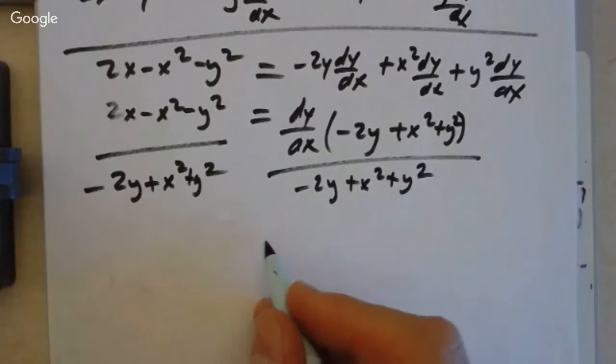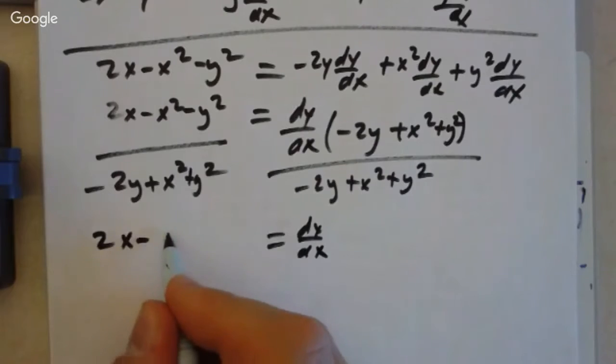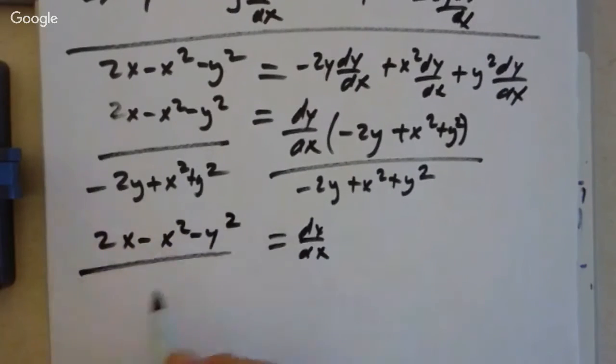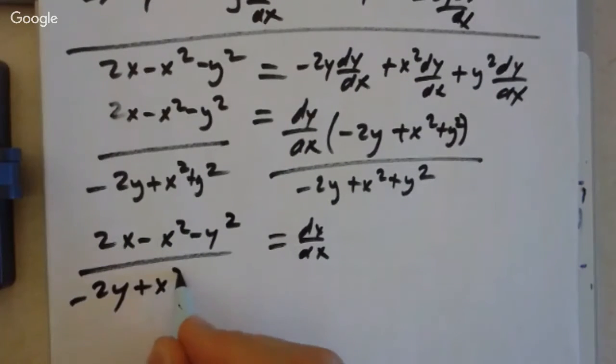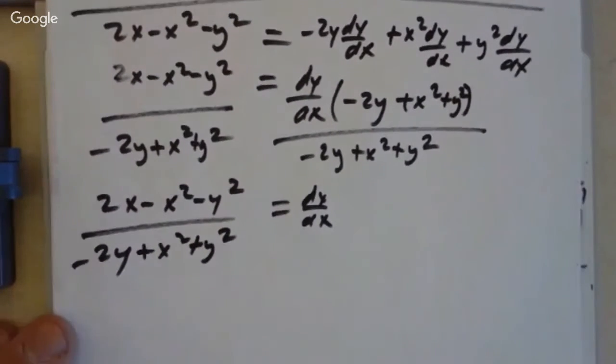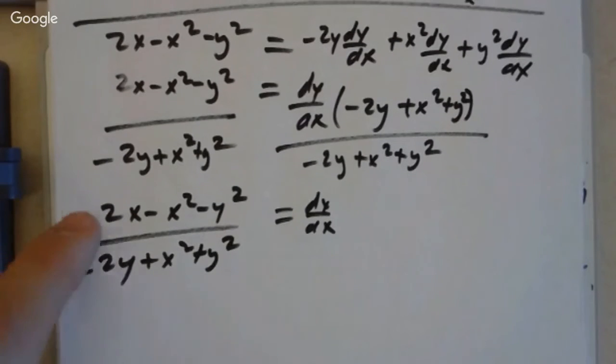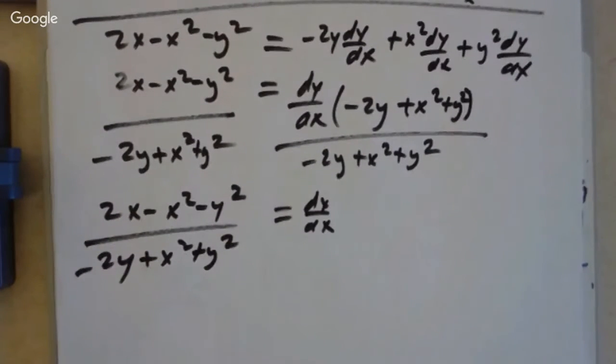Okay, so then dy/dx is equal to (2x - x² - y²) over (-2y + x² + y²). Question: do those y squareds cancel out? No. Don't you wish? Now, question: if you have the same answer but all of the signs reversed, are you correct?